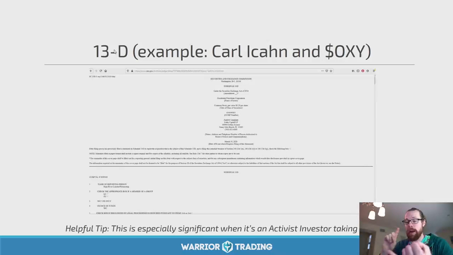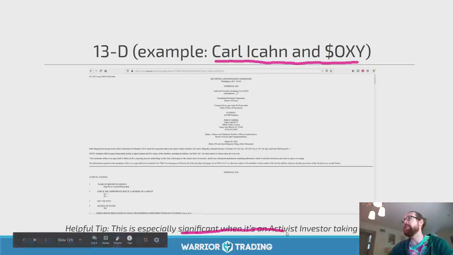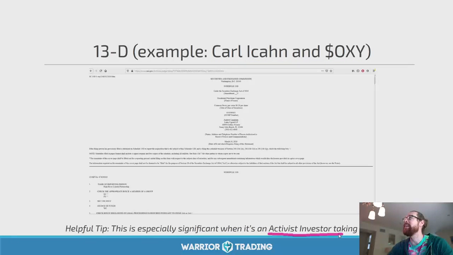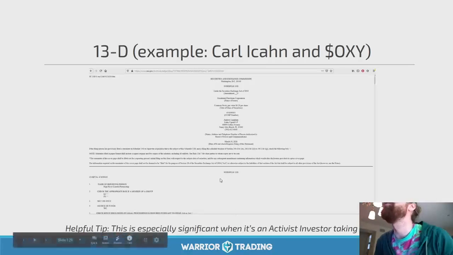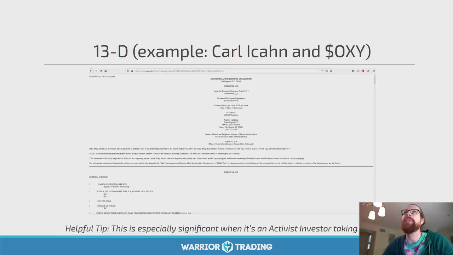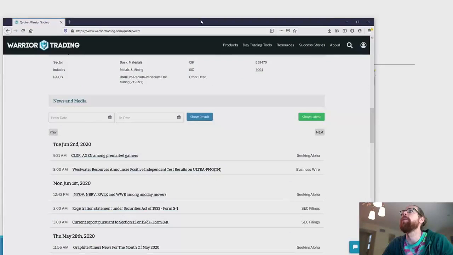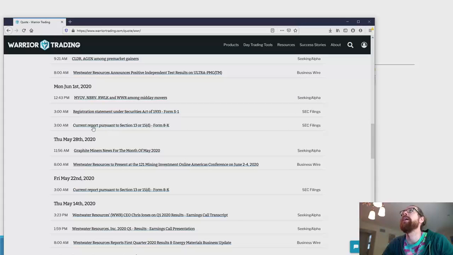All right, so now we talked about 10Qs, 10Ks, we've talked about S3s, now we're going to talk about 13D. A 13D filing, this is an example of Carl Icahn with a 13D on OXY, which is a petroleum company. These are especially significant because these are public disclosures of when an activist investor has taken a stake or is taking a stake in a company. So this right here, again, I wasn't really intending that you guys were going to need to read this whole thing. It was just to show you an example. And most news feeds, like the news feed that we have on our website here, if you scroll down, would say, oh, current report 13D.